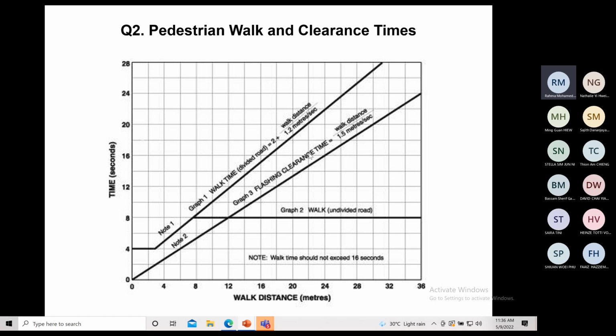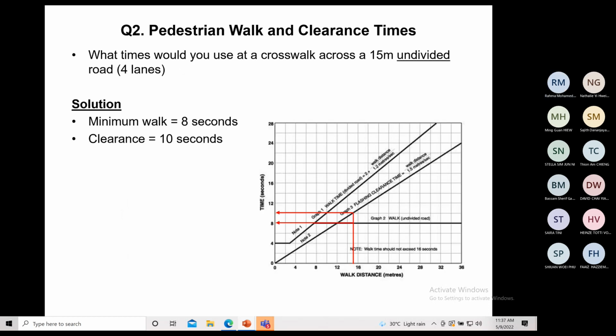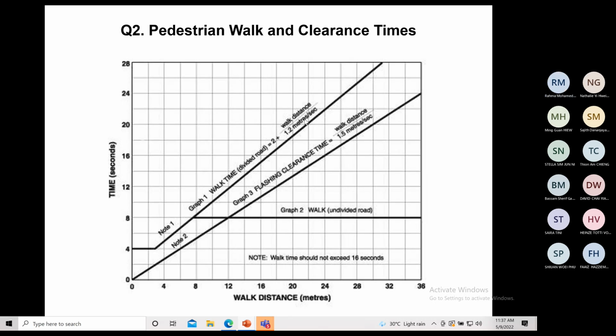So the clearance time is for maybe slower pedestrians. When you allocate, we assume that pedestrians usually move at 1.2 meters per second, but sometimes there are some pedestrians who are very slow, so we have to allocate a little bit of flashing clearance time for them to finish crossing the road.